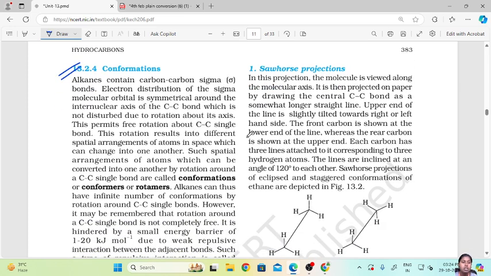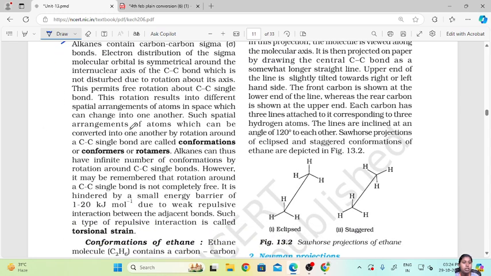Now, this rotation results in different spatial arrangements of atoms in space, which can change into one another. So, since the carbon-carbon single bond is equally shared, you can arrange them in any format. You can put one on top, one below. You can put them in any arrangement. Such spatial arrangements of atoms which can be converted into one another by rotation around a C-C single bond are called conformations.